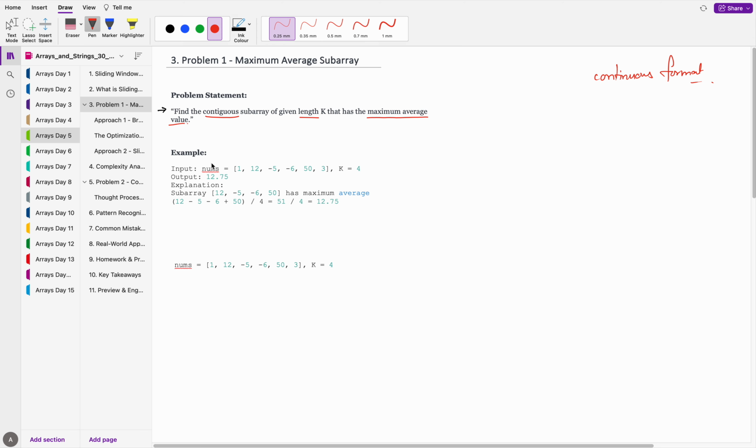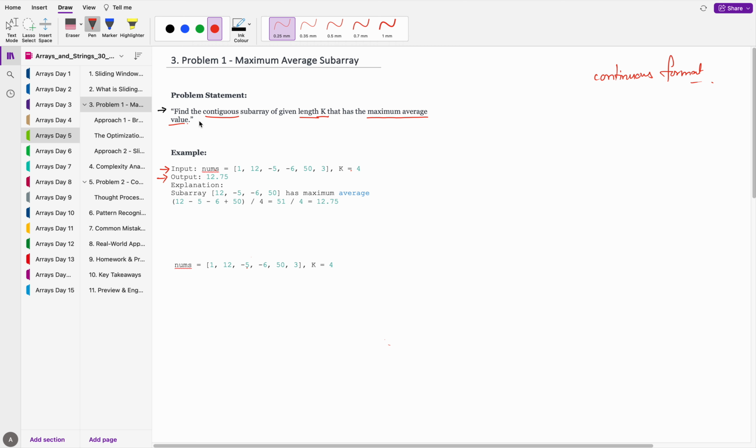Okay, so here in the input example they have given nums. nums is the array where there are 1, 2, 3, 4, 5, and 6 items, and they have given the window size of 4. That's the window. Length k is given already. Subarray of k. So k is the size with which we need to look at the array. Now, the array is given, the size is given, the output is 12.75. But how did we reach here? So let's see. K is 4 now, and they are saying the subarray of given length k that has the maximum average value.